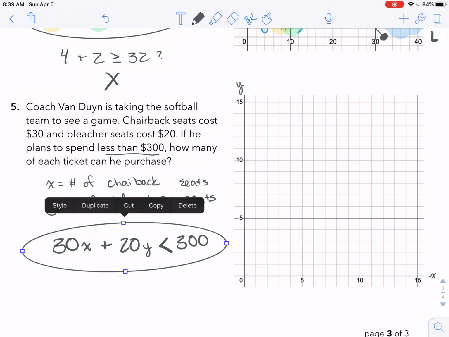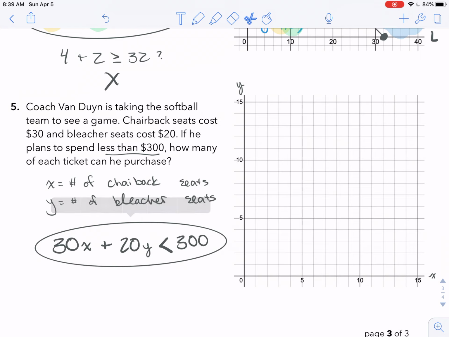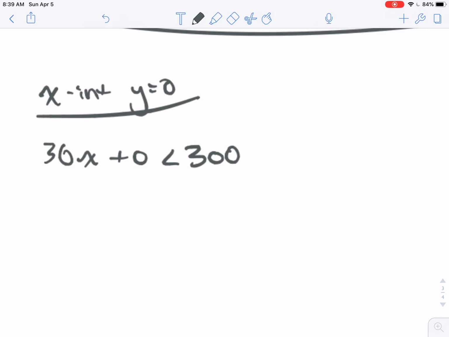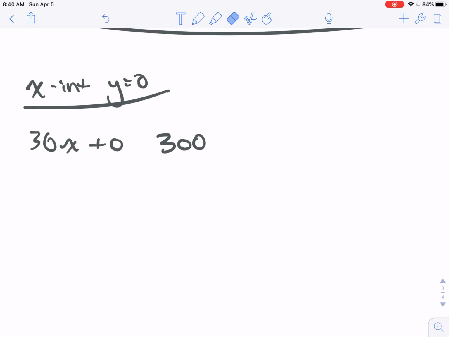Now let's go ahead and graph it. Is this line going to be solid or dashed? This line is going to be dashed. Nice. So we're going to graph our intercepts. To graph our x-intercept, remember that's setting y equal to 0. So that's 30x plus 0 is less than 300. I'm sorry, equals, we're going to graph our line, equals 300. So 30x equals 300, and x equals 10.